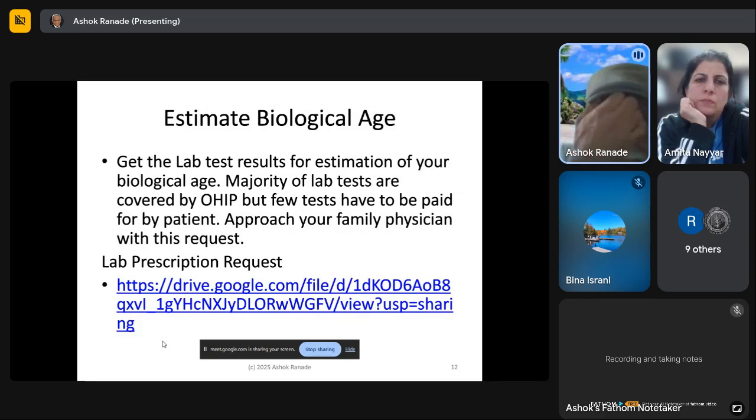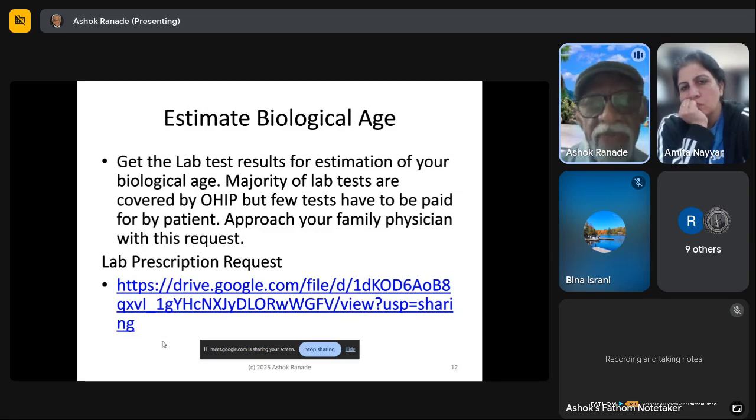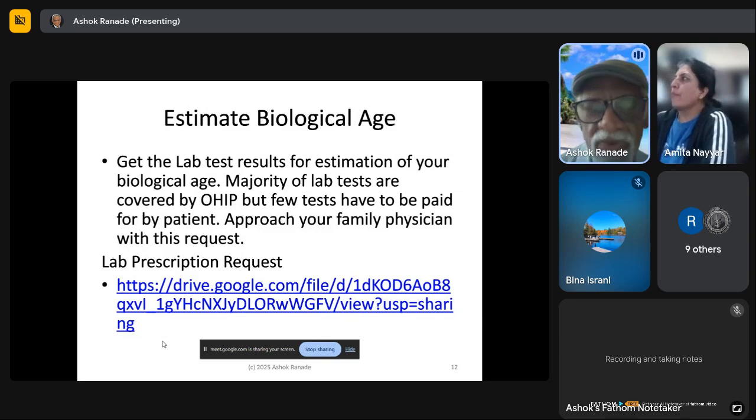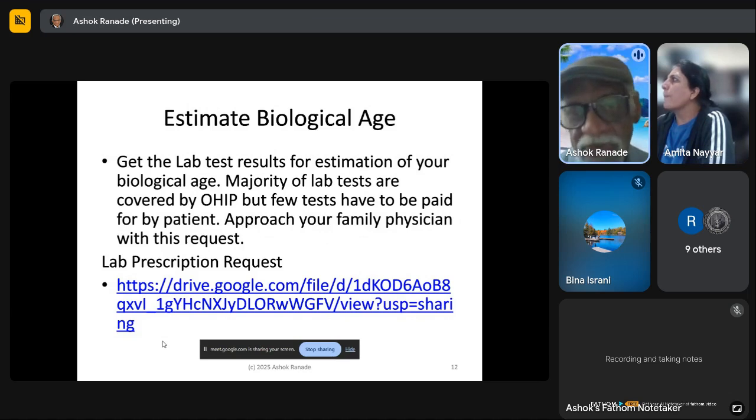Then the next thing is, I would like you to get started with some work related with estimation of your biological age. Now, the AI can actually generate the information about what information is required for calculation of your biological age. And I've created with ChatGPT a request letter for my family physician with what all tests I need for my estimation of biological age.